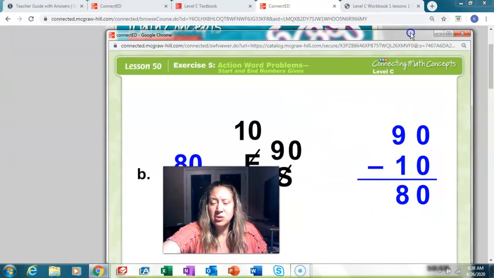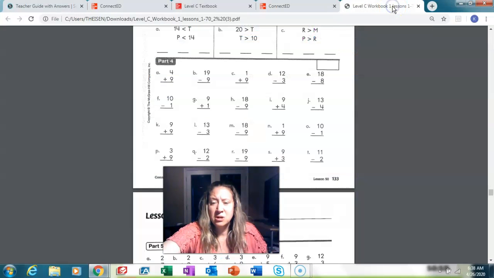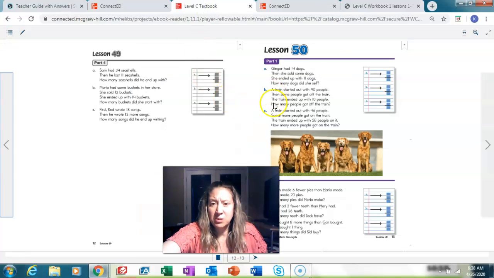Let me show you your problem here. For C, a train started out with 46 people. Some people got on the train. Oop, it doesn't give us our first small number, does it? The train ended up with 58 people on it. How many more people got on the train?